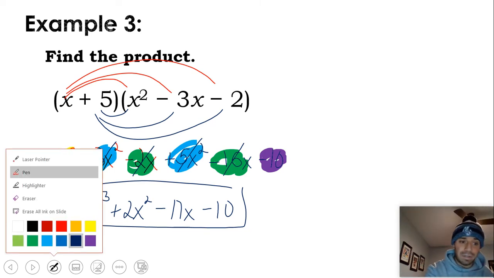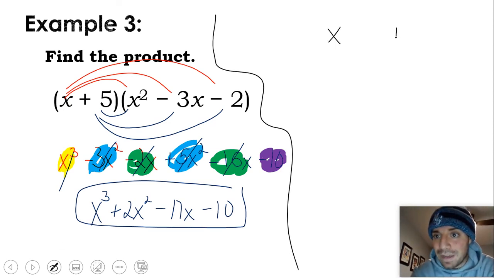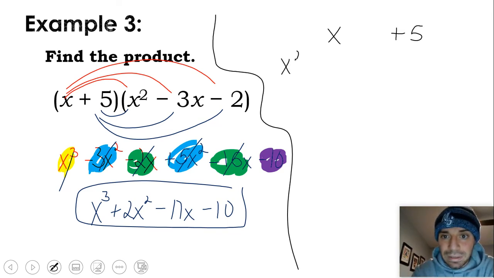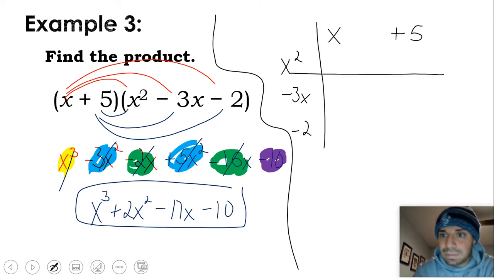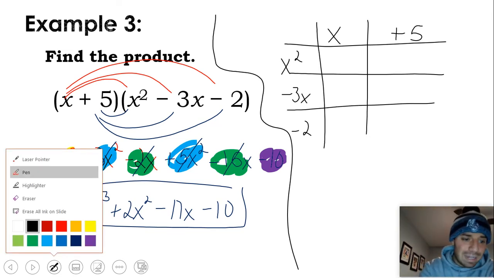Because now you're combining like terms here and you're combining your polynomials at this point here. I want to show you that you could have used the table technique as well. If you wanted to, I could put an x and a positive 5 up here. And then over here, I have an x squared, a negative 3x, and a negative 2. I'm going to make my table now. And you would get exactly the same thing.